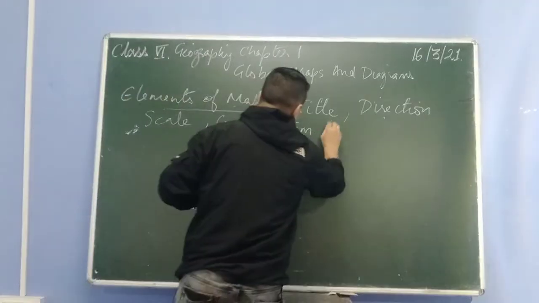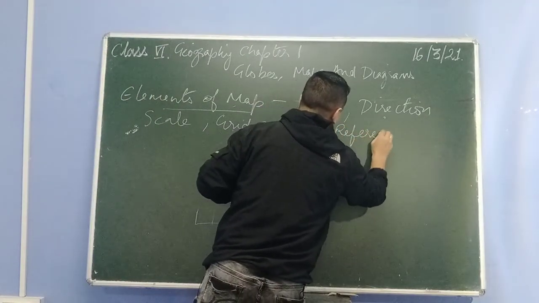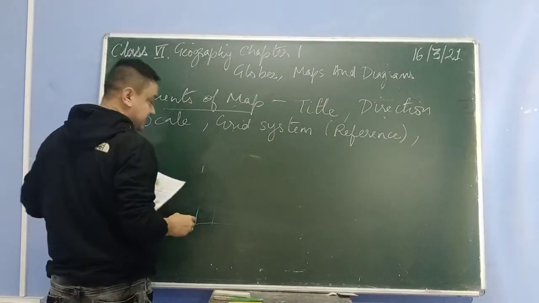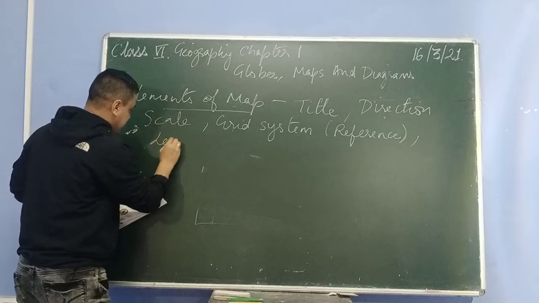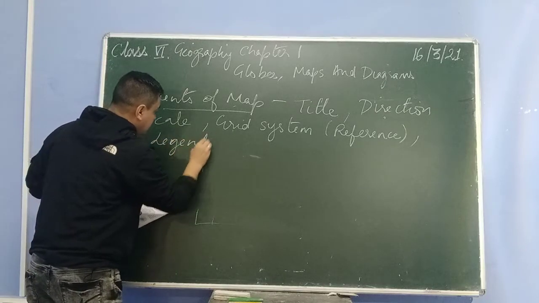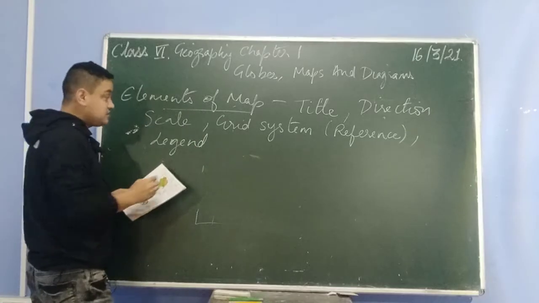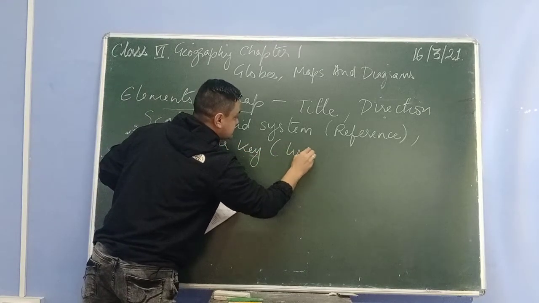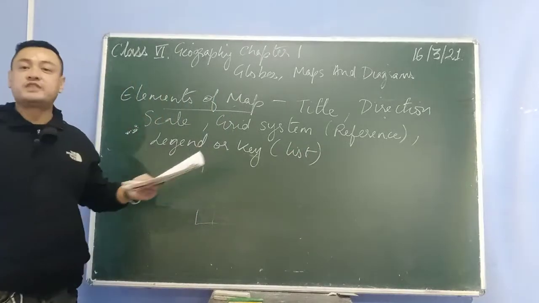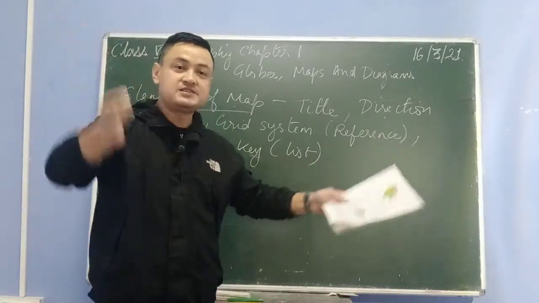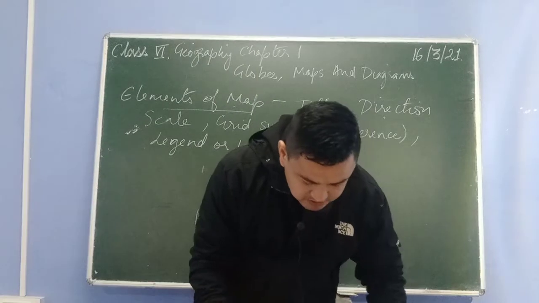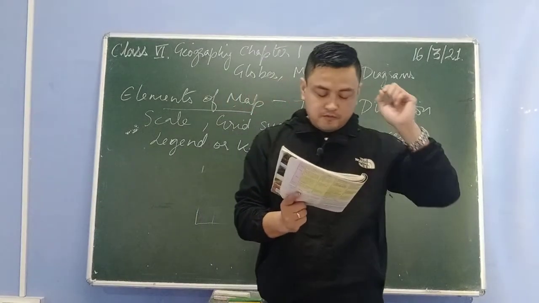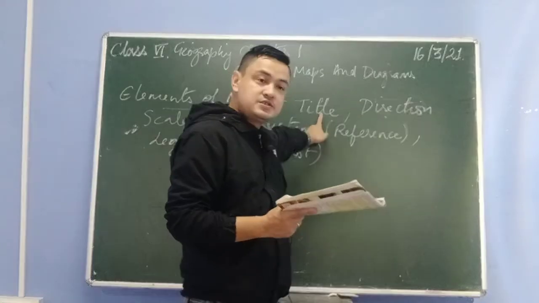Sometimes it is also called reference, as well as graticule. We'll come to that later on. And this is another element of the map, which is called legend or key. Sometimes it is also called list, like a list of things present in this class. So let's learn about the title from the book. The first topic that I'm going to discuss is title.